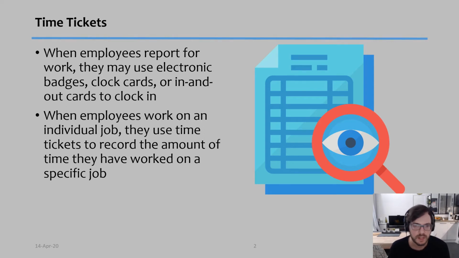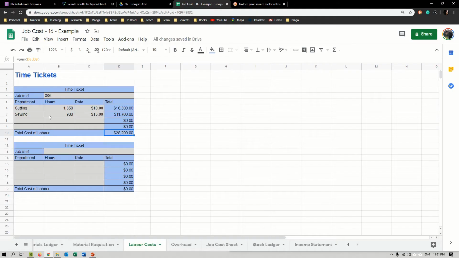Now, there are many systems here and they can do it individually, but we're going to assume that the supervisor is controlling how many hours each person is working on each one of the jobs, and that's the system I'm going to stick with for the remainder of these videos. So this is what a completed time ticket looks like. We're going to have different things here. Job reference: we put the job that we are referring to, to calculate the amount of work done on that job.